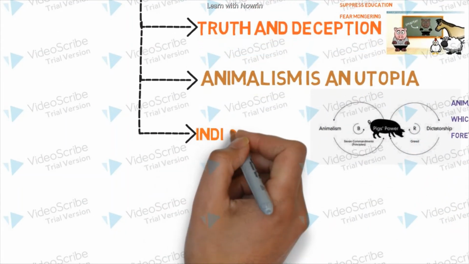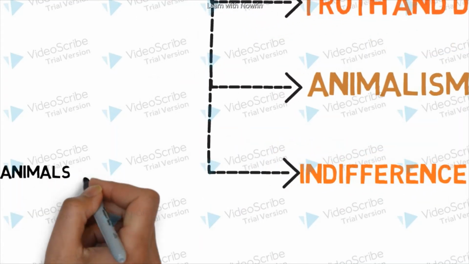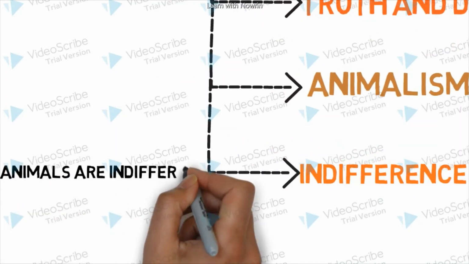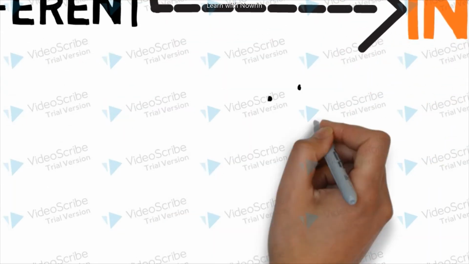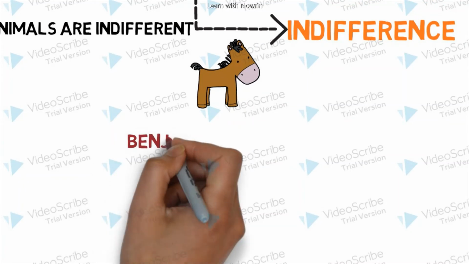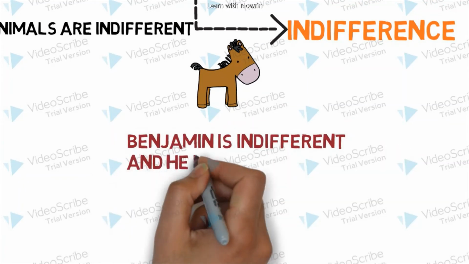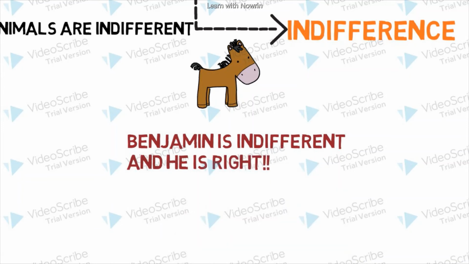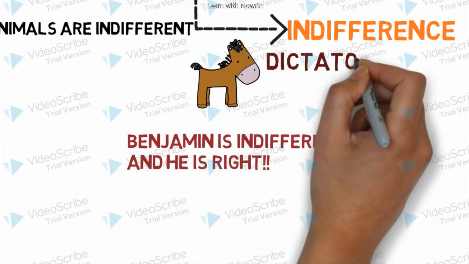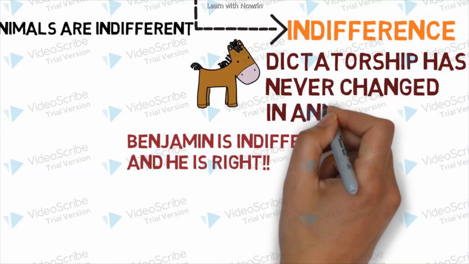The theme of indifference is also important, which means lack of concern. Animals are not concerned with what is actually happening on the farm. They just believe what they have been told. Benjamin, the cynical donkey, was always indifferent to the changes that took place on the farm. He was always right because the dictatorship never changed in Animal Farm.